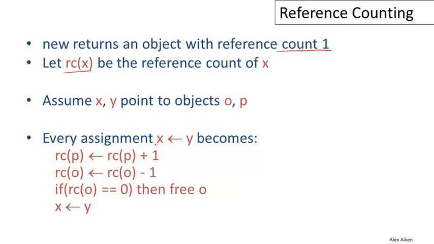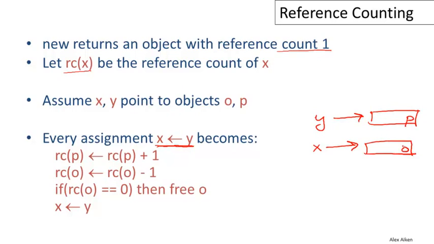Now when we have an assignment, x gets assigned y, we're going to have to update the reference counts of both the object that x points to and the object that y points to before the assignment. So what happens here? Let's draw our objects. y is a local variable, and it points to some object p in memory, and x is also a local variable, and it points to some object o. Now x is getting the value of y, and so that's going to move this pointer from where it pointed before to point to the same thing as y.